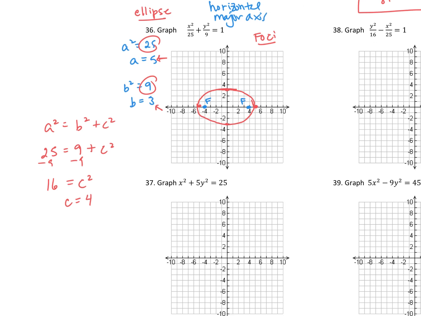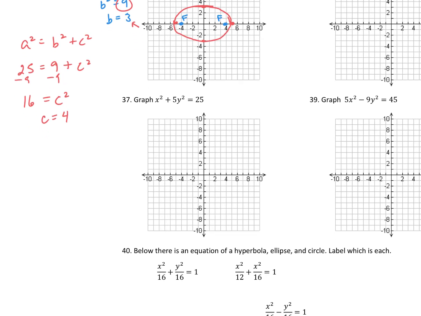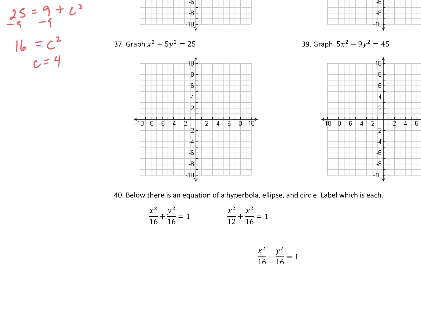All right, let's continue on. That was 36. I'm going to go down to number 37. Graph x squared plus 5y squared equals 25. Okay, so we have a little bit of work to do with this equation.